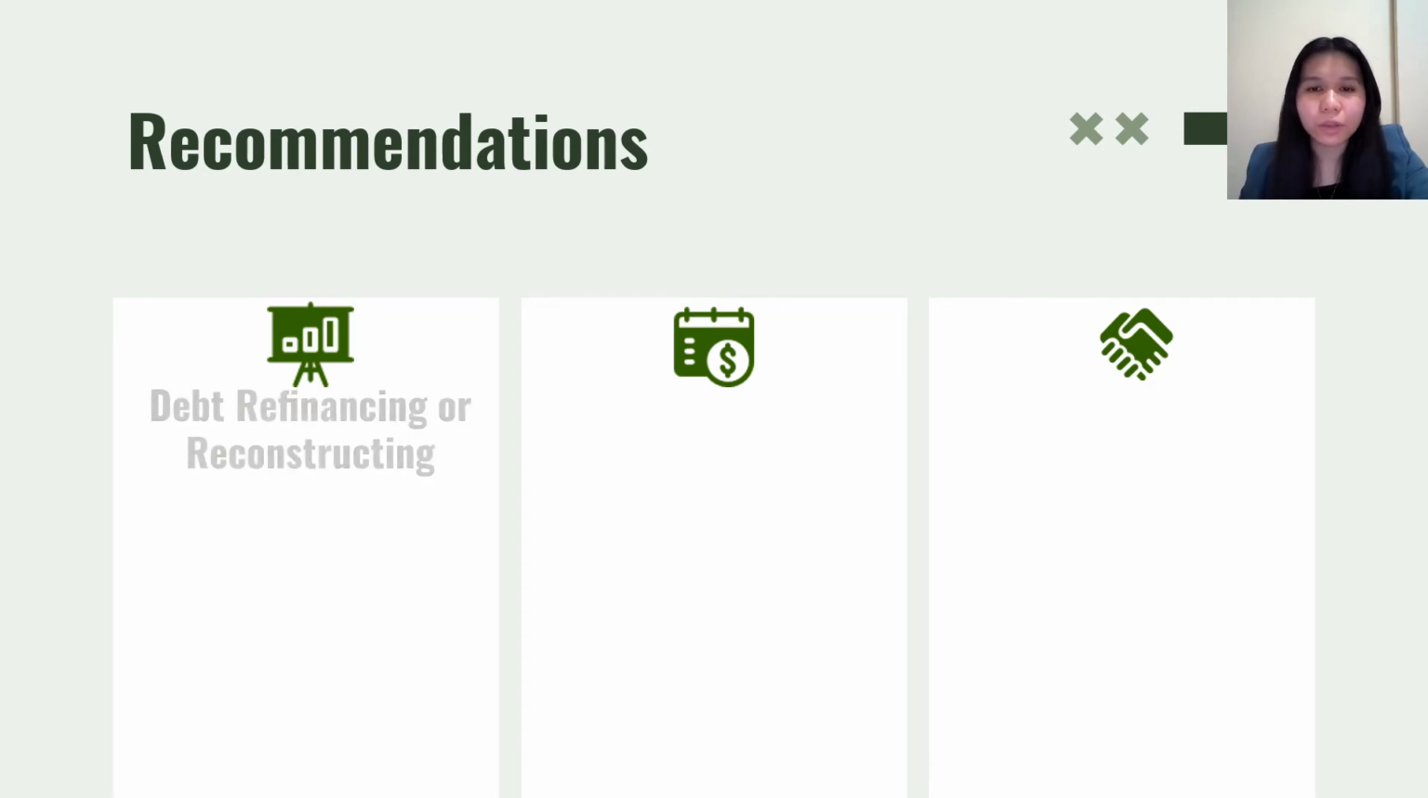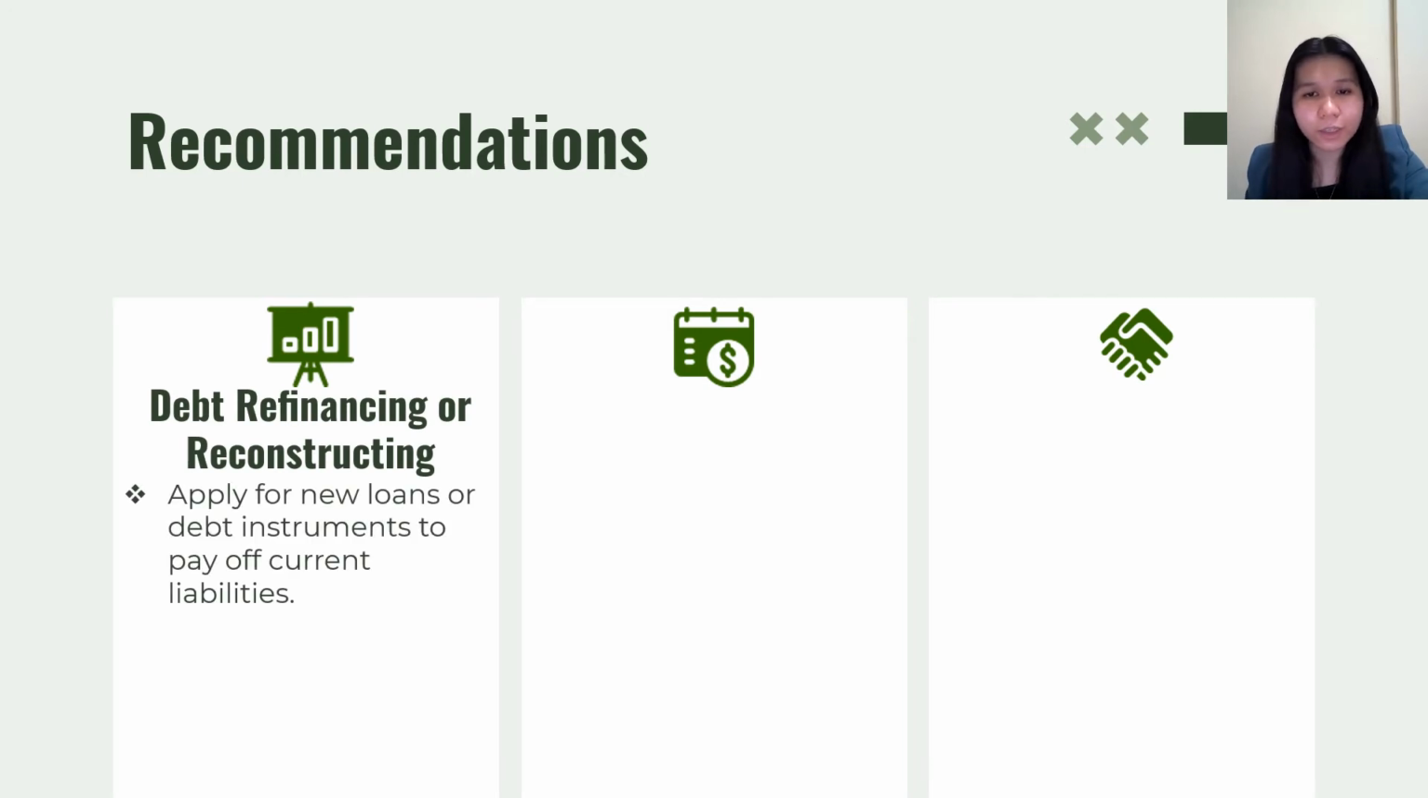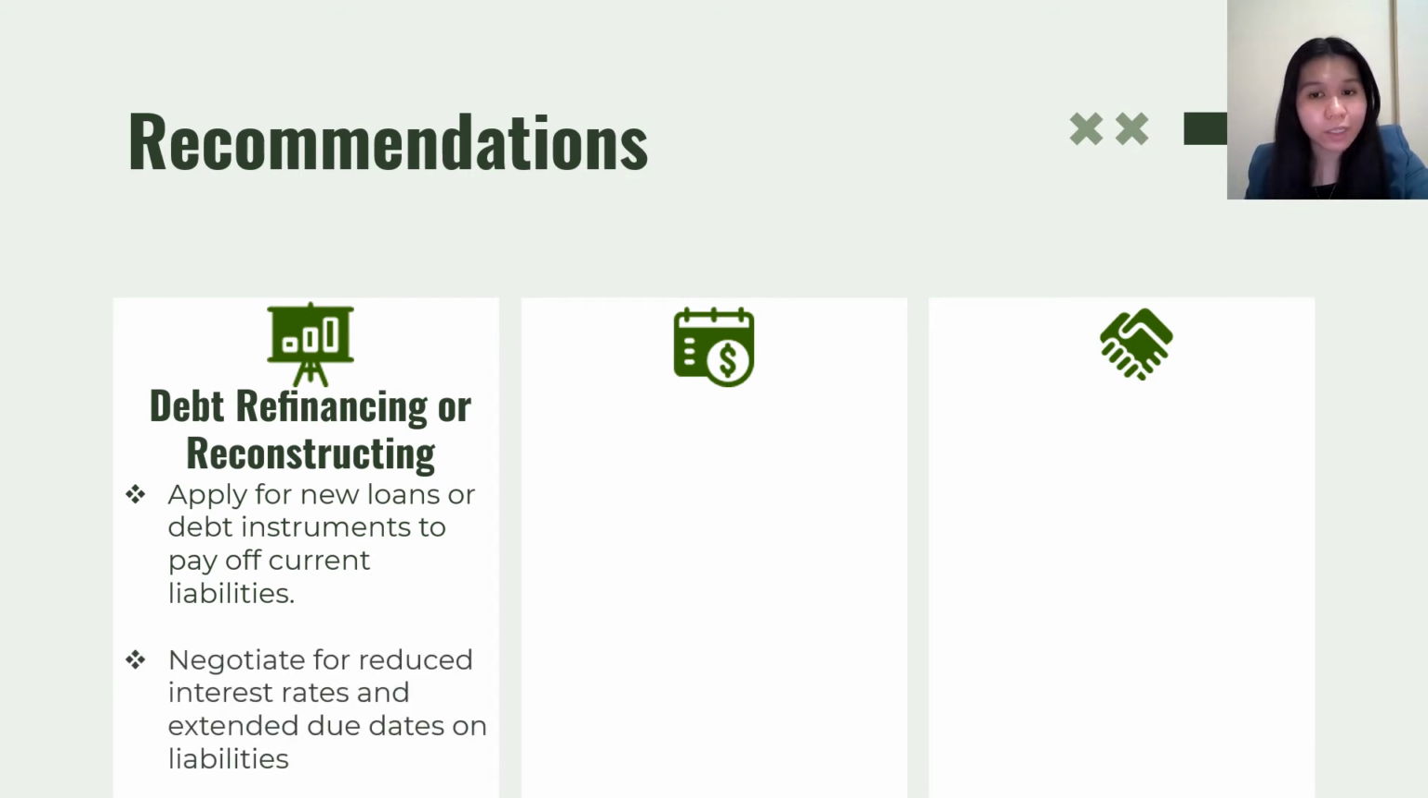The government of Guam should apply for new loans or debt instruments to pay off current or previous obligations. Debt refinancing may increase long-term liabilities, but it can easily decrease current ones. If increasing long-term liabilities is discouraged, debt restructuring can be an alternative option. Debt restructuring can help the government of Guam negotiate for lower interest rates and for extended due dates on current liabilities.